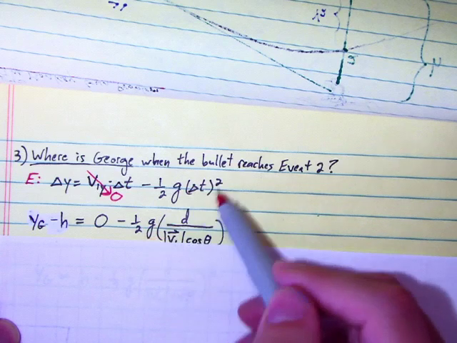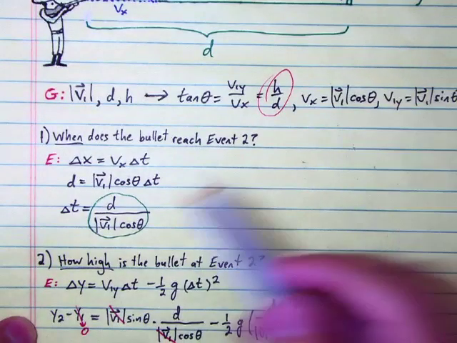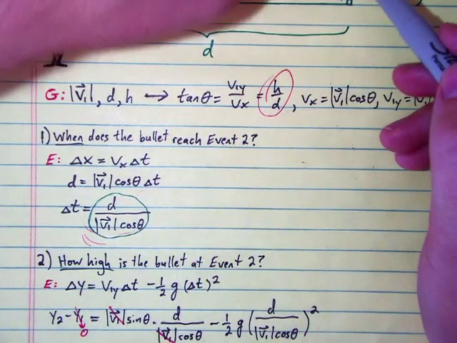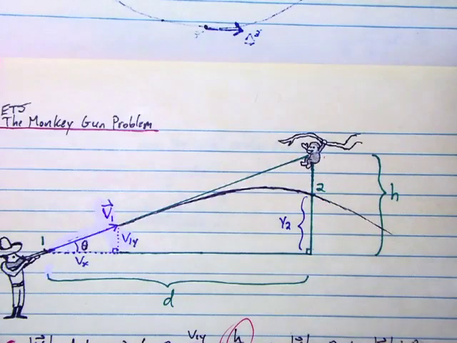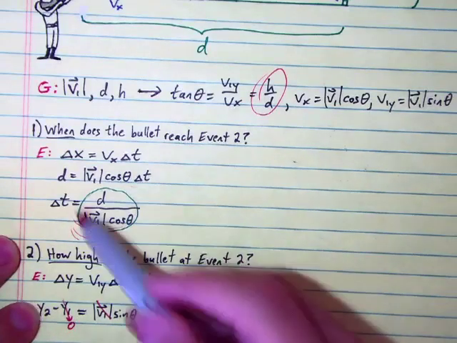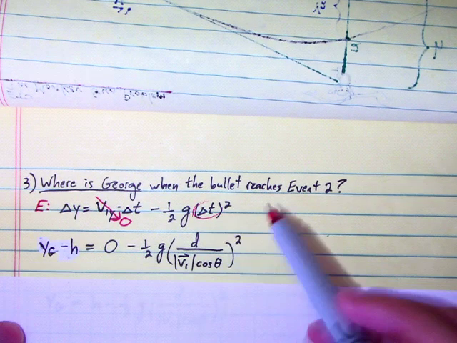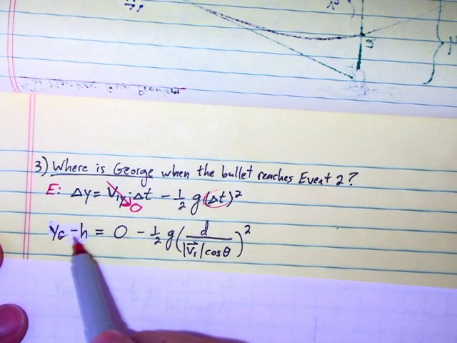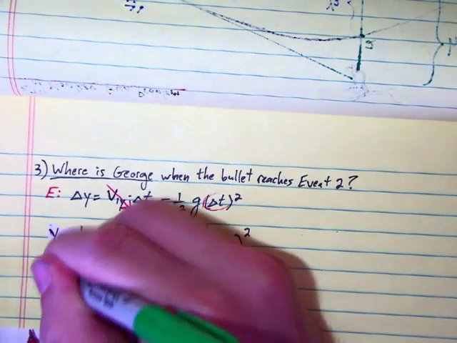And then here, for the time, delta t, I'm going to put in this expression that we came up with earlier, the time it takes for the bullet to reach here. Because the bullet and George have been traveling for the same amount of time. So I'm putting this expression in for time right here. Okay, there it is. I got to square the whole thing. Now, to solve for yg, I'm just going to move this h over to the right-hand side. And the height of George is h minus this whole term here. Box this thing.